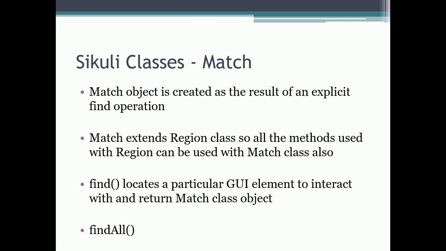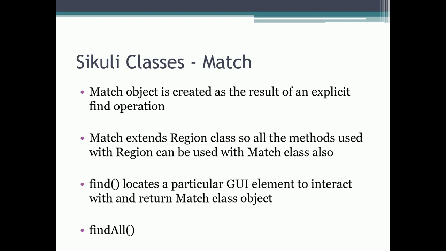So the next class is Match. An object of class Match represents the result of a successful find operation. The find function locates a particular GUI element to interact with. It takes a visual pattern, searches the whole screen or part of the screen, and returns regions matching this pattern, or an exception if no such region can be found. It knows the point of its upper left corner on an existing monitor where the pattern was found. Match extends the Region class, so all the methods used with Region can be used with Match also. Find will return an object of class Match if the pattern is found on the screen.